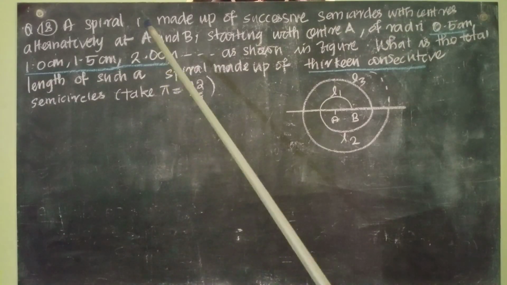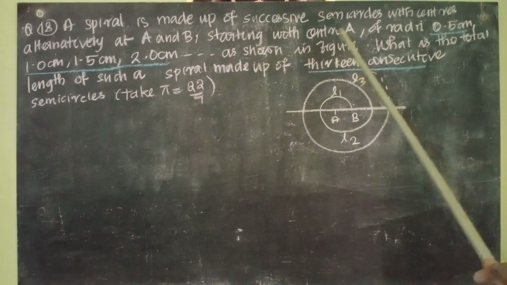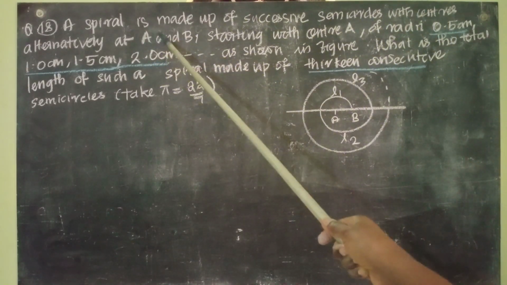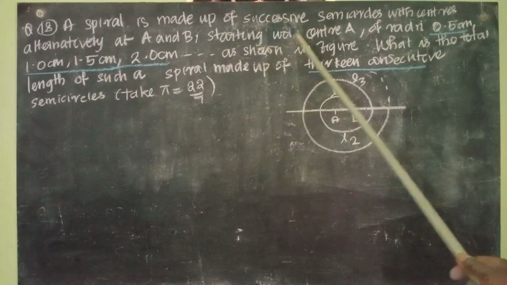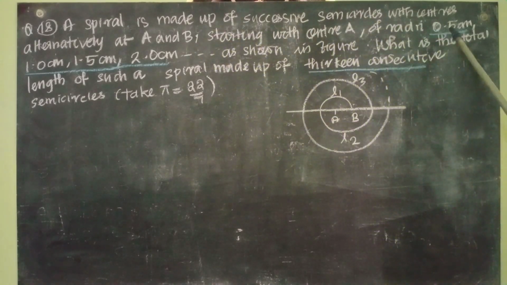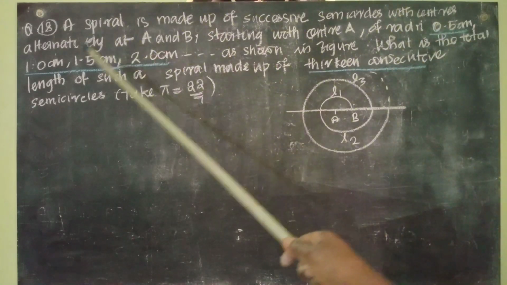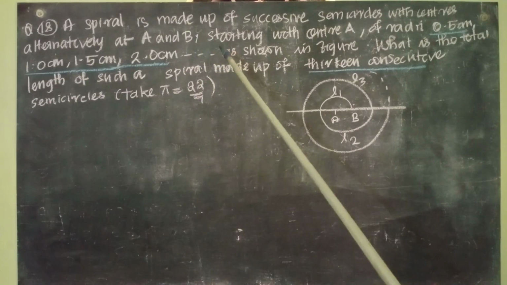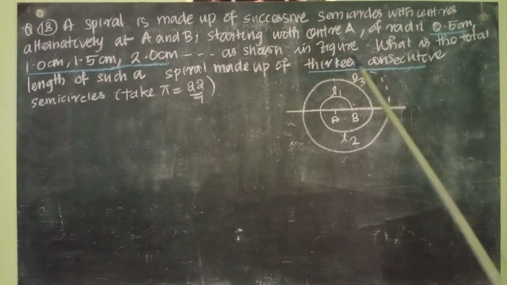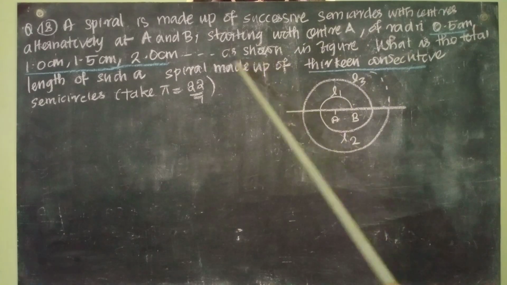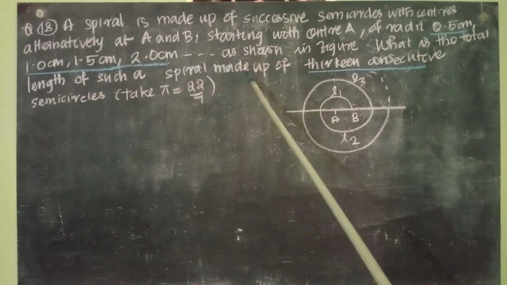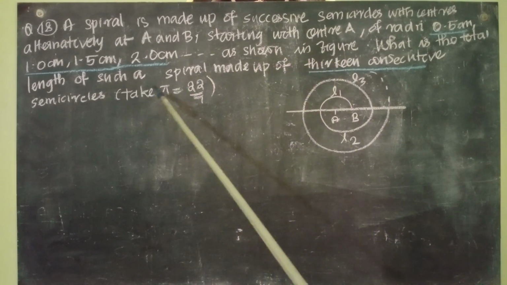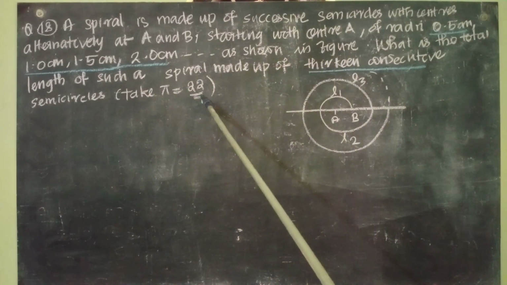Question number 18. A spiral is made up of successive semicircles with centers alternately at A and B, starting with the center A of radii 0.5 cm, 1.0 cm, 1.5 cm, 2.0 cm, etc., as shown in the figure. What is the total length of such a spiral made up of 13 consecutive semicircles? Take pi equal to 22 by 7.